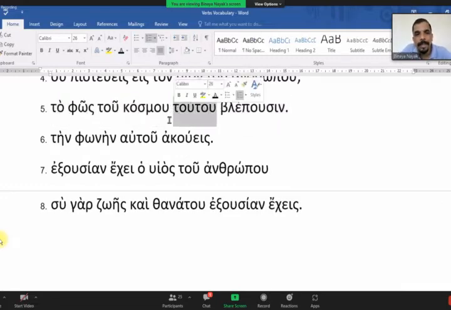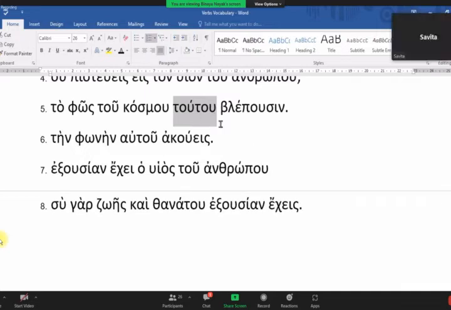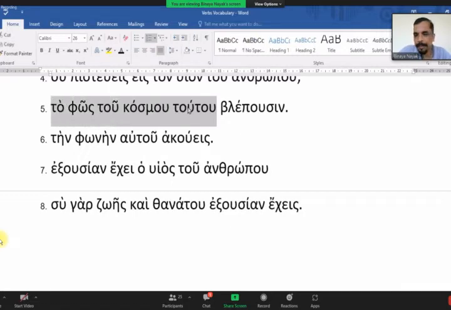Toutou is what? Anybody remember? A demonstrative pronoun. Okay, very good. This is a demonstrative pronoun in the genitive case. They are seeing this light of the world. That's a rough translation. You can go a little deeper as days go by, as your knowledge increases, then you will find a few more details. I think we have 14 minutes to lunch, so let's try to finish this much, three more data.